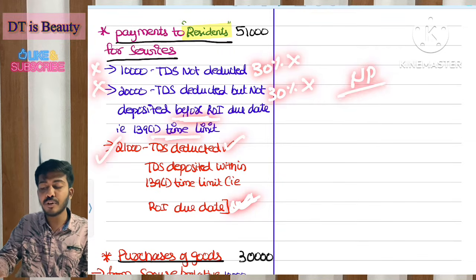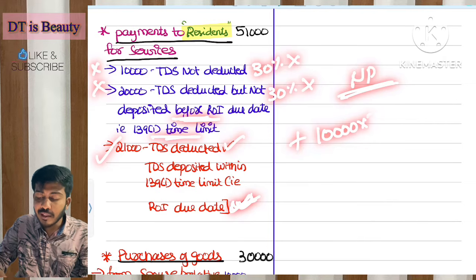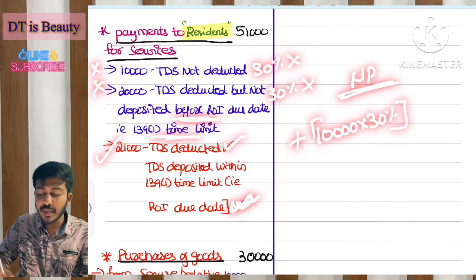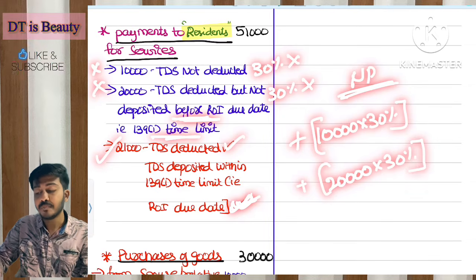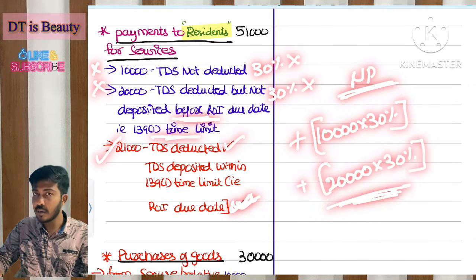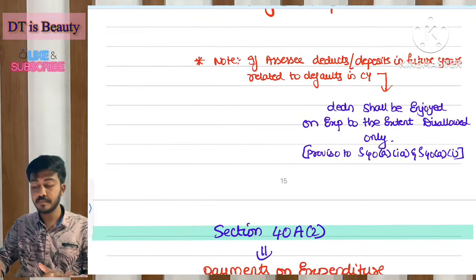Now in the answer, what should you do? Net profit, how much should you add back? You should add back only 10,000 into 30% and you should add back 20,000 into 30%. Understanding till here? Fine? Okay, super. Come to the next one.